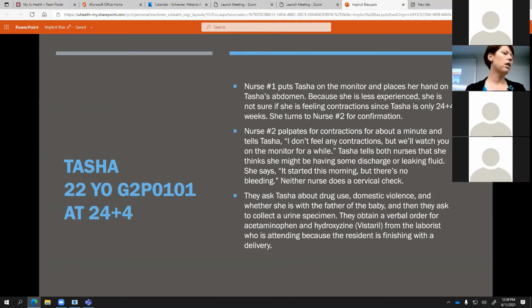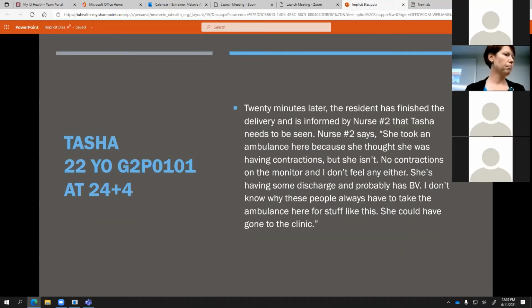They ask Tasha about drug use, domestic violence, and whether she is with the father of the baby, and they ask to collect a urine specimen. They obtain a verbal order for acetaminophen and hydroxyzine from the laborist who's attending because the resident is finishing with the delivery. 20 minutes later, the resident has finished the delivery and is informed by nurse number 2 that Tasha needs to be seen.